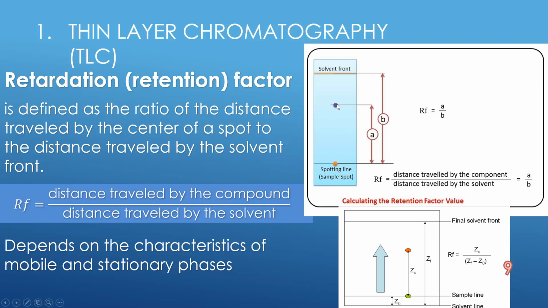So you should make a correlation of the distance traveled by the compound to the distance traveled by the solvent. How these distances are measured is shown in the picture. So you could see how these distances are measured. They are usually measured by a simple ruler with a gradation scale.